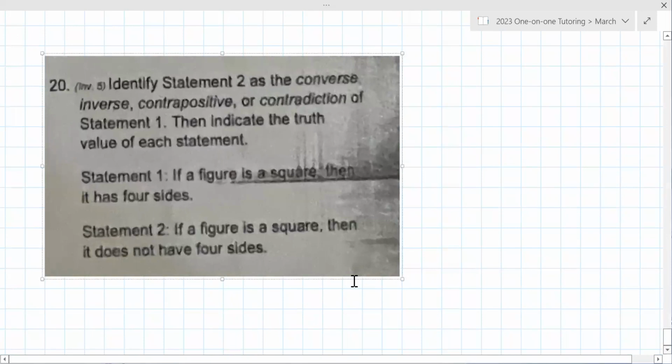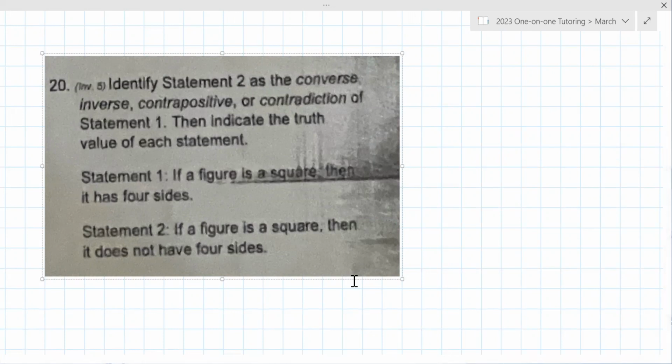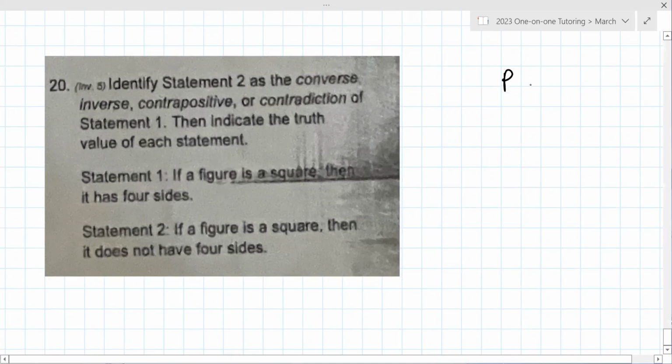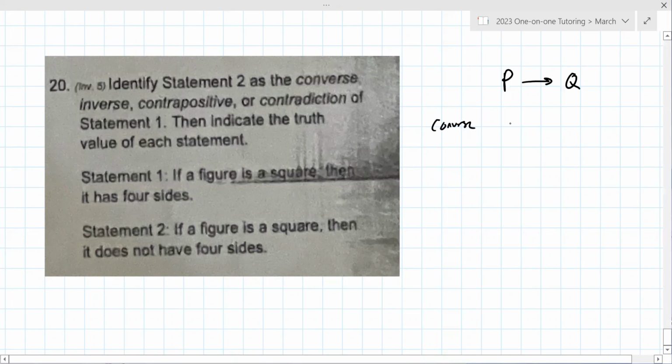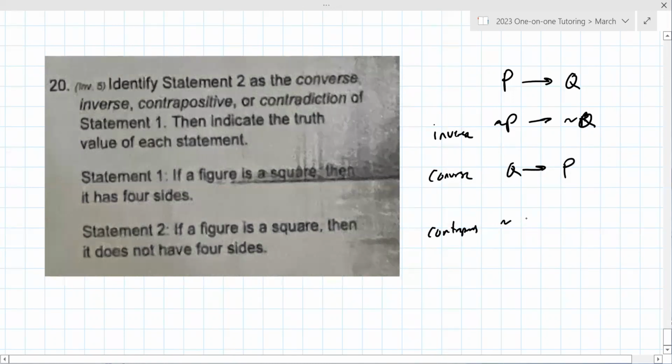All right, so we've got: identify statement 2 as the converse, inverse, contrapositive, or contradiction of statement 1. All right, so it starts out with, if P, then Q. And this is where I got to go look, because I don't do these very often. Converse, inverse, contrapositive. There's an order to knowing these. For the converse, you flip them. That's one thing you do. Now, if you want to negate them in the order they are, that's the inverse. You negate them, not P, not Q. That's the inverse. And the contrapositive is the inverse of the converse.